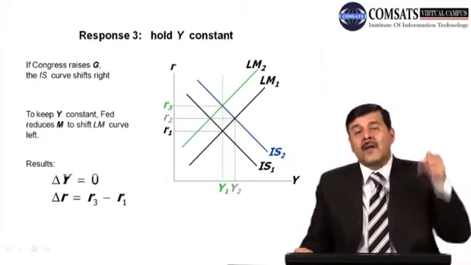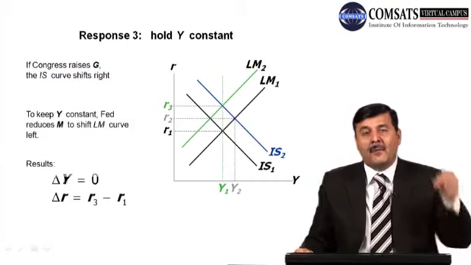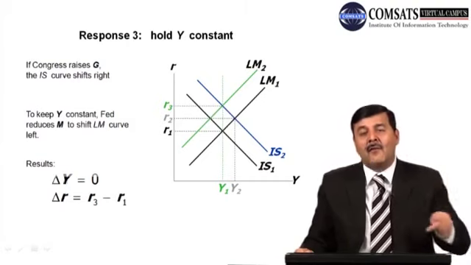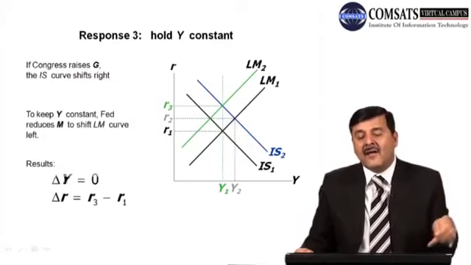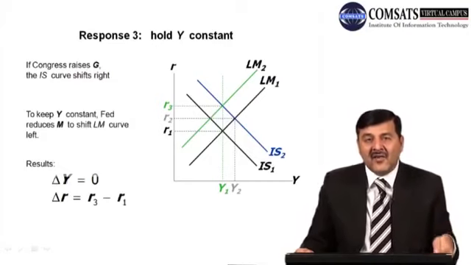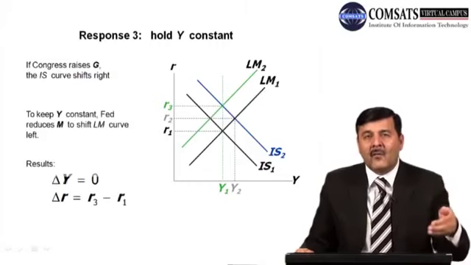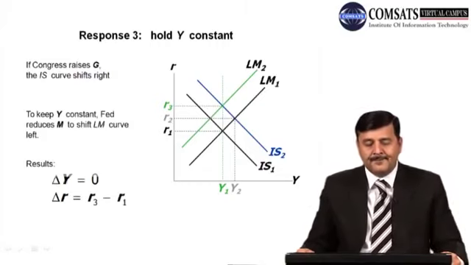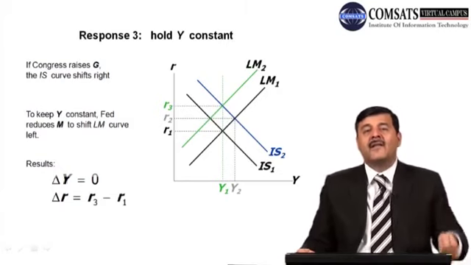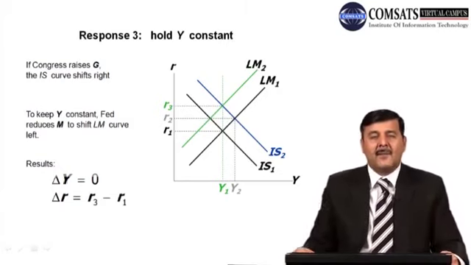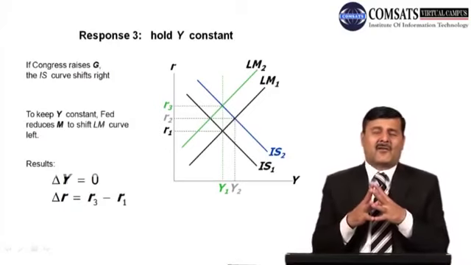Now if the policymaker or the Fed wants to hold Y constant, then there will be a change in the rate of interest in the country, and the rate of interest will go up from R1 to R3. So delta Y is 0 and delta R is equal to R3 minus R1. So there are three possibilities.